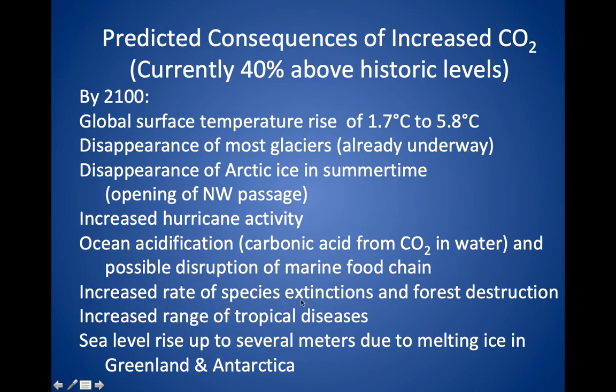It's expected that species will have an increased rate of extinctions, because some of them will not be able to adapt to the new climate conditions. Forests are being destroyed. Partly that's because places that used to freeze in the winter may not be freezing now, and so pests, insects that used to die down in the winter from the cold, will be more destructive, because they don't get that cold weather to kill them off in the winter.